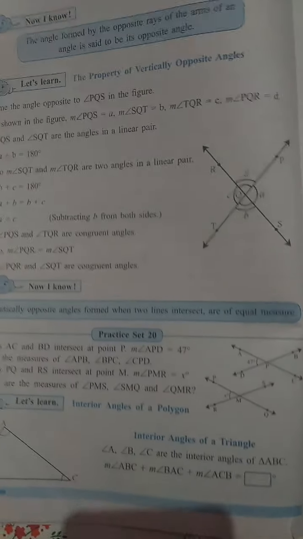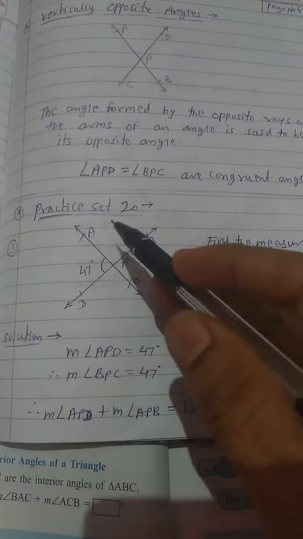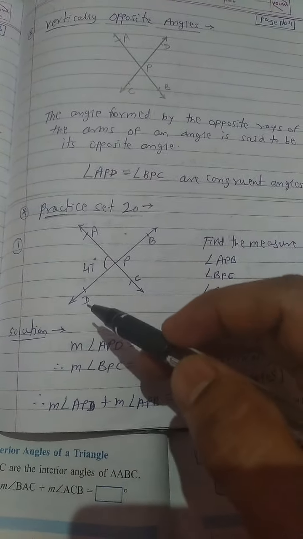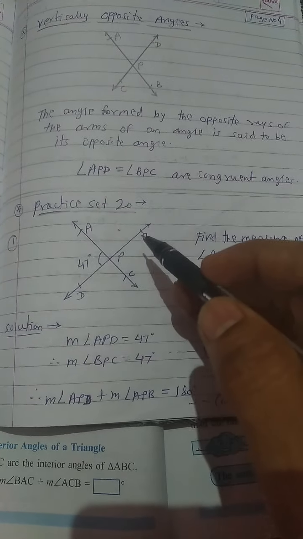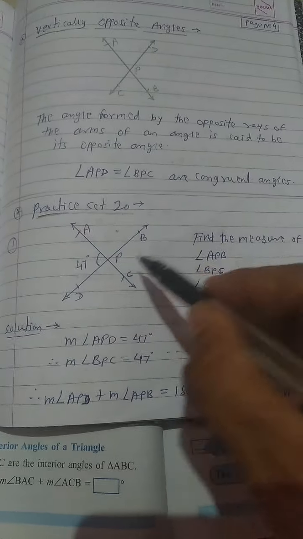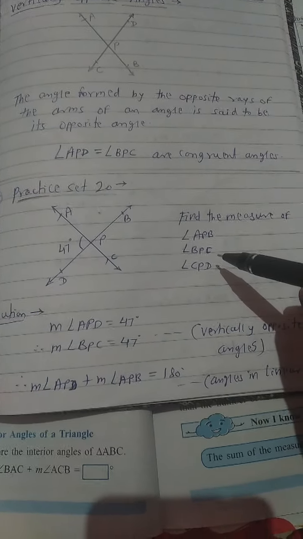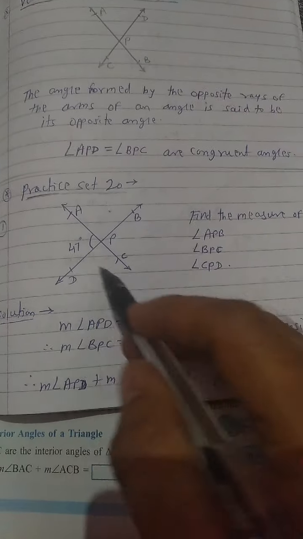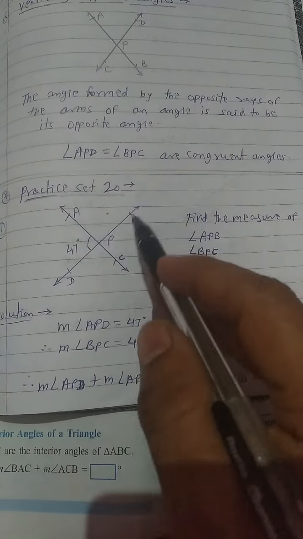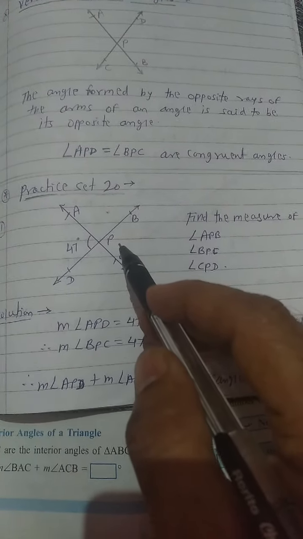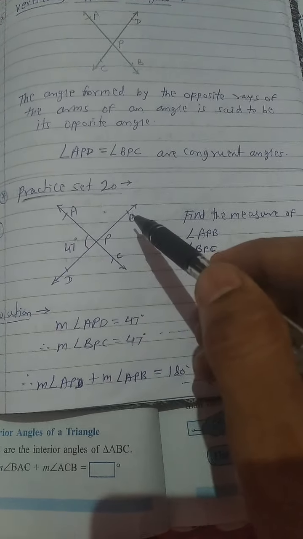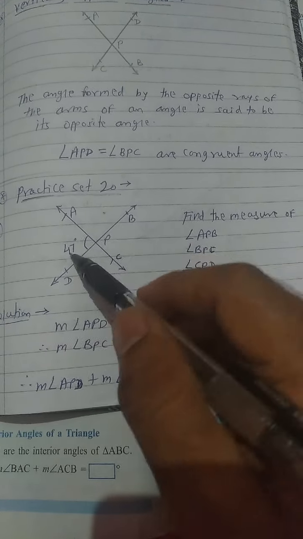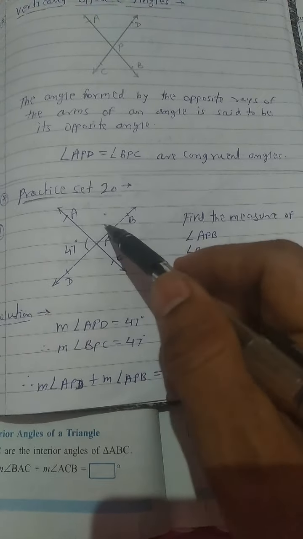Then using this property you can solve practice set number 20. See, in number 20 they are given one figure. In that one, angle APB and angle DPC are vertically opposite angles, angle APD and angle BPC are vertically opposite angles, and they ask to find out these three angles. How to find out? See here APD is given, its opposite BPC will come 47 or not? Yes. Now afterwards using this APD you can find out APB, because these two angles are a linear pair, means the sum of these two angles will come 180.